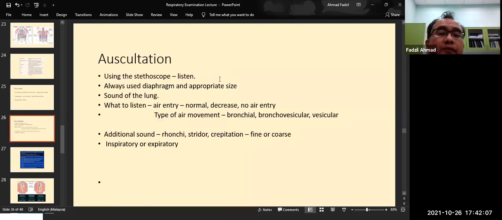So using your stethoscope, you know your stethoscope. You have a stethoscope. This is your bell, this is your diaphragm, and this is your bell. This is your bell, this is the diaphragm. You have a two-part component.